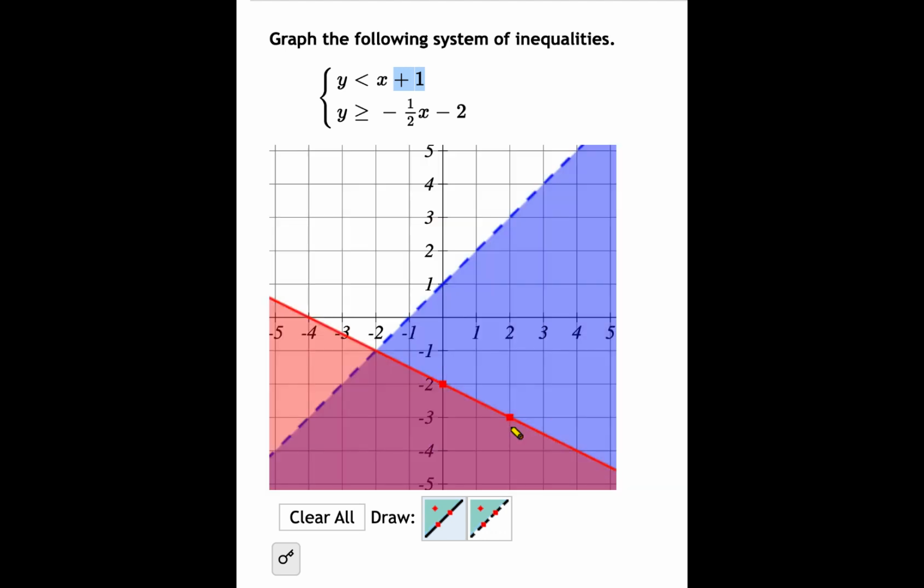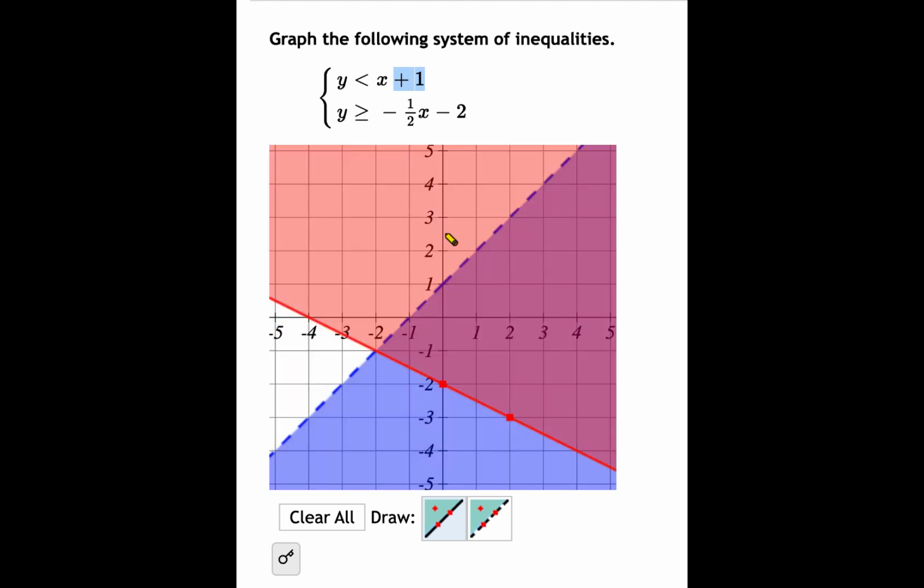It's important that you click carefully so that the dots are perfectly on the crosshairs that you're supposed to be clicking on. Lastly, it does say y greater than or equal to, so that means I'm shading above the graph.